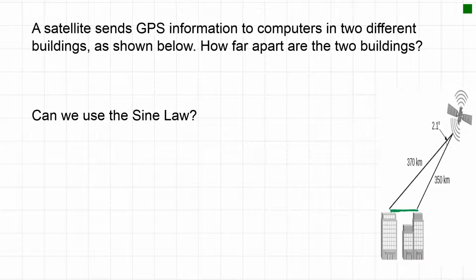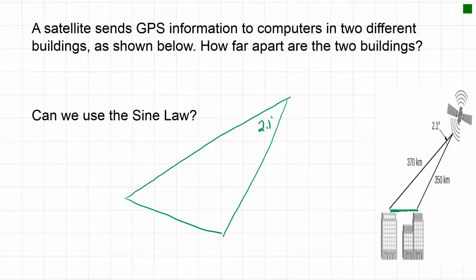Now I'm just going to make this diagram a little bit bigger, a little bit more extreme here so I can illustrate why or why not we can use the sine law. So this is 2.1 degrees. We know this is 350, and we know this is 370.